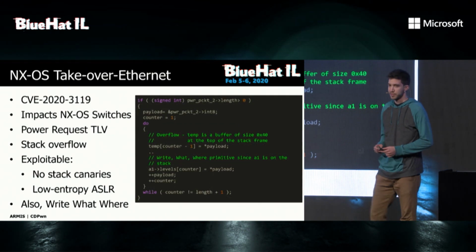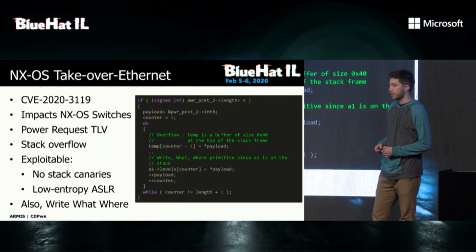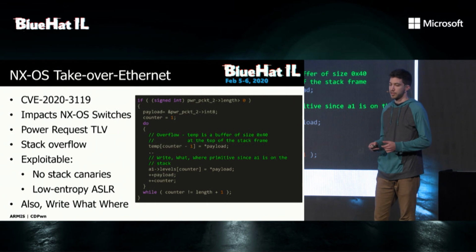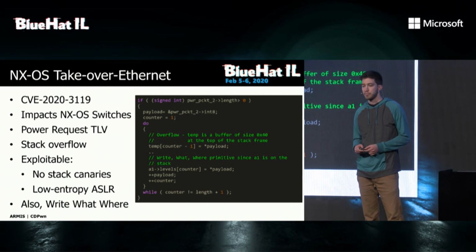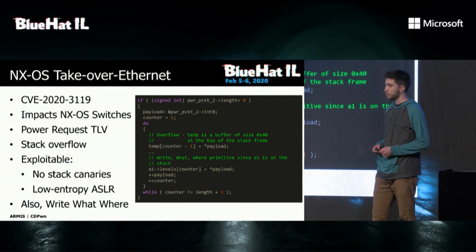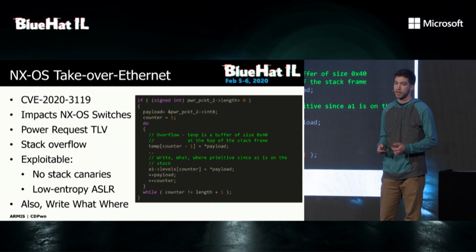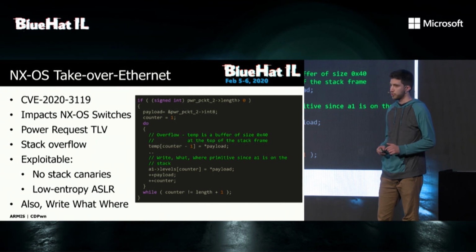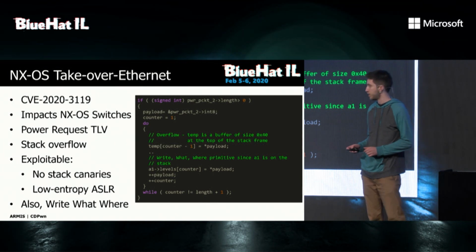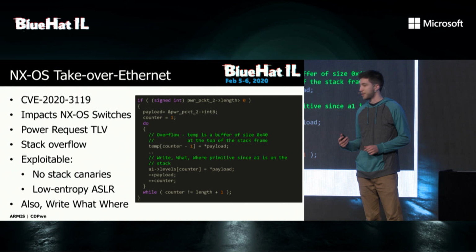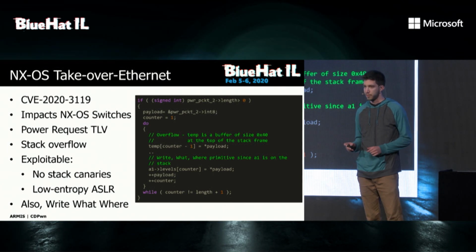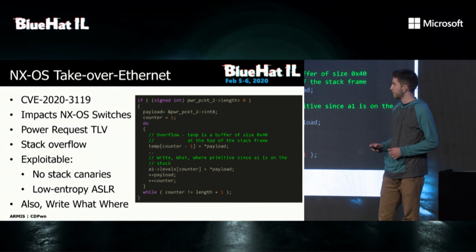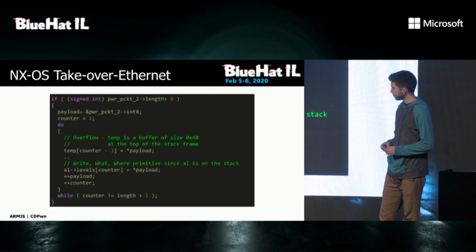Okay, so let's check out the next 0 day. This 0 day impacts NX-OS switches, and it's in the power request TLV. This is a fairly simple stack overflow, and it's exploitable, and we've managed to successfully exploit it due to no stack canaries and low entropy ASLR. But also this bug is a write-what-where, which we're gonna see how can be leveraged right now.